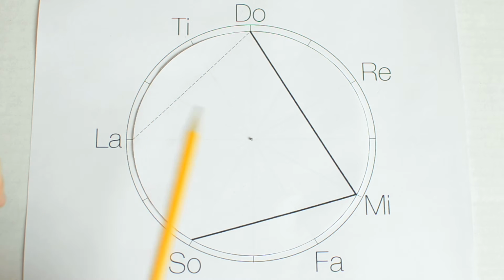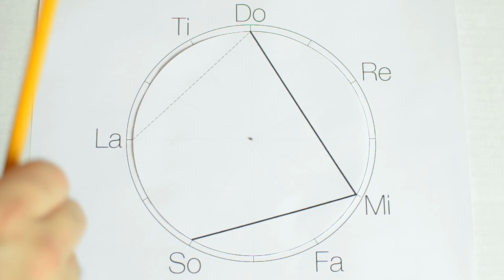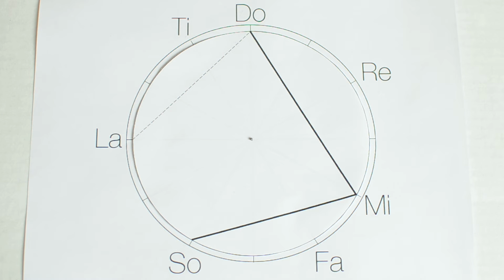Out of these 12 notes, we use 7 notes, shown here: do, re, mi, fa, sol, la, ti, do, for the major scale. This is called a diatonic scale, di meaning 7, tonic meaning tones or notes. So it's a 7-tone scale. And these 7 notes are part of the foundation of much of Western harmony.